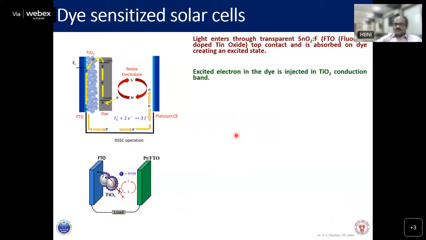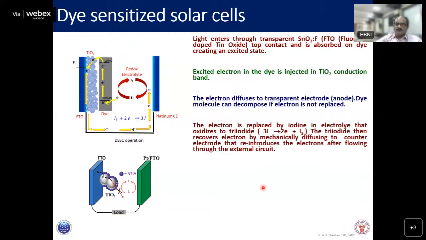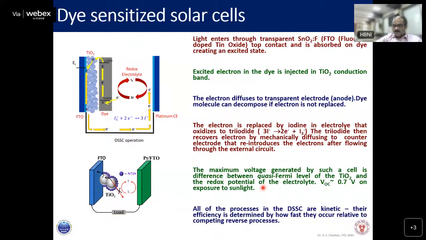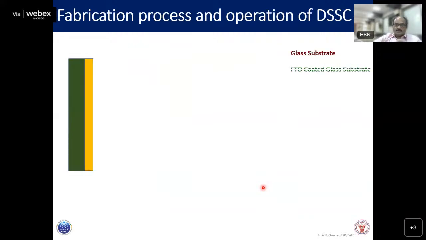So light enters through transparent FTO. This I have already explained. Light enters through transparent FTO, fluorine coated tin oxide, and then the excited electron goes into the TiO2 conduction band, then the electron diffuses and is transported to the anode. And I have an animation, so it will give you a clearer picture. So this was a glass substrate, and now it is an FTO coated glass substrate, which is purchased from the market.